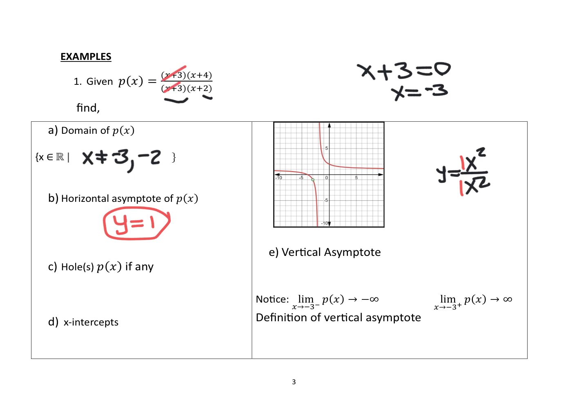Whatever cancels out, I have a hole there. Then whatever I have cancelled out, I make it equal to 0 and solve it at x equals -3. Now the next thing I need to do is find the coordinate of the hole. I need to know where the hole is.